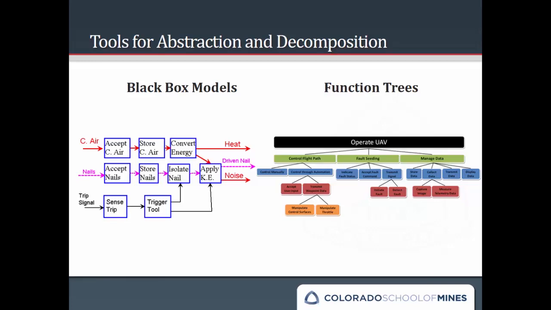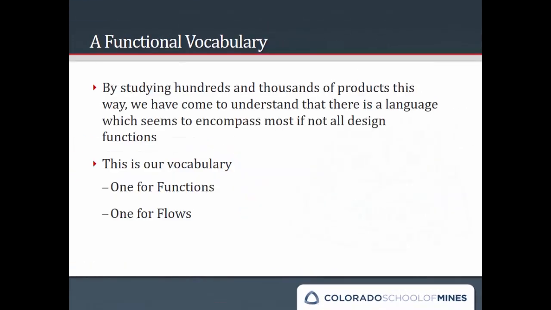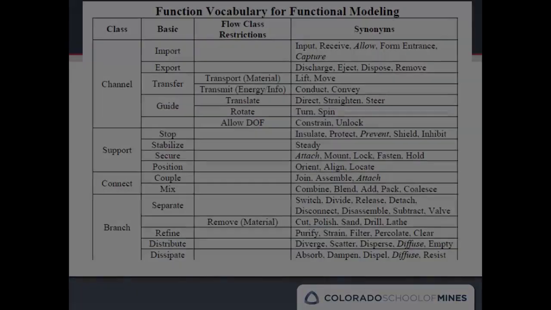And then the last one is managing the data that we get from some of the sensors on that particular UAV. If we look at lots of products that have been designed this way, we have come up with a somewhat generic language that encompasses most, if not all, of the different design functions. So we have essentially a vocabulary for functions and a vocabulary for flows. You can look at those two lists, and from them should get a lot of ideas of the potential functions and flows of your particular system.